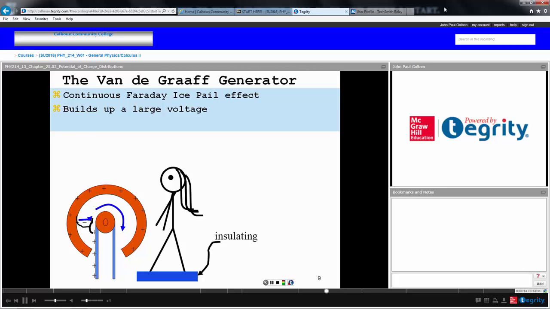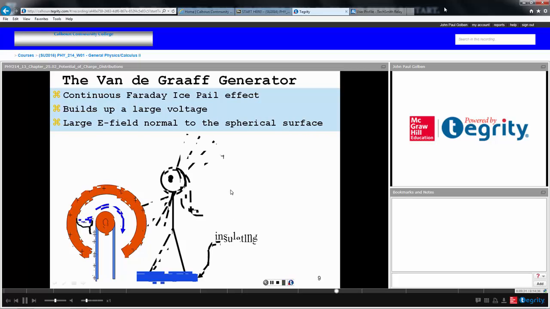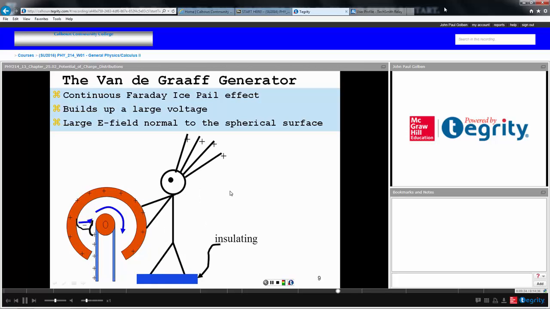The E field on any conductor is going to be perpendicular, or normal, to that surface. So there's going to be E field normal all the way around this surface, and it's going to get larger and larger as the charge builds up. If you were insulated from ground and you were to put your hands on this generator, the charge would flow through you and try to go to your extremities, as far away from like charge as possible.